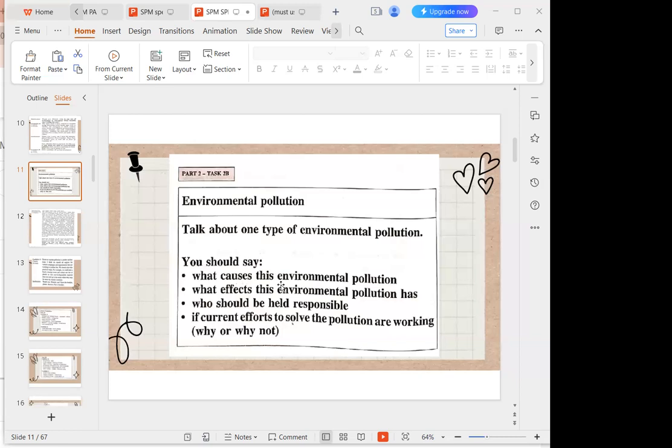So what causes this environmental pollution? So you understand 是什么造成 this environmental pollution? What effects this environmental pollution has? What effects? This word effects is a noun. What effects this environmental pollution has? Okay, it can be toward the Mother Earth or toward human beings. Okay, and even animals or any living creatures. All right, what effects this environmental pollution has, and who should be held responsible? 是谁应该负责的？Okay, if current efforts to solve the pollutions are working, whether what we have currently done, or government has done, or people have been doing, are working, why or why not?